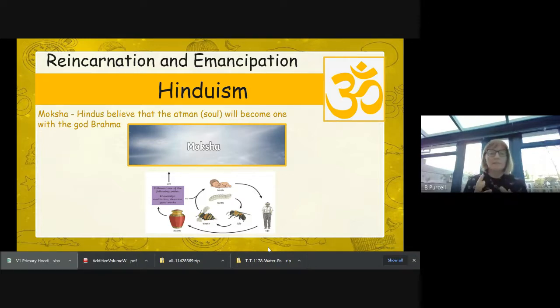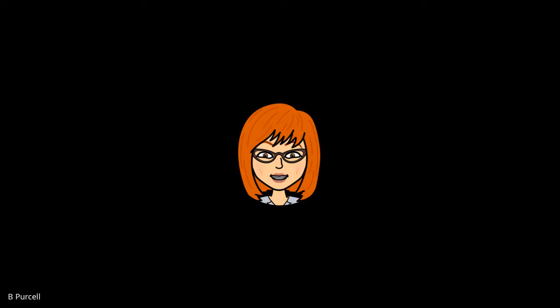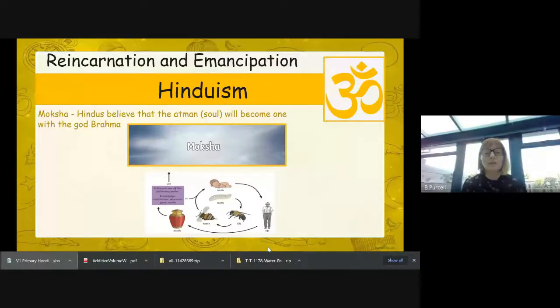So you have to have lived your best life, and you have to have followed one of the following paths: knowledge, meditation, devotion, or good works. So again, if you do not follow these paths, you cannot reach moksha. Knowledge, meditation, devotion and good works, so that you can reach moksha.